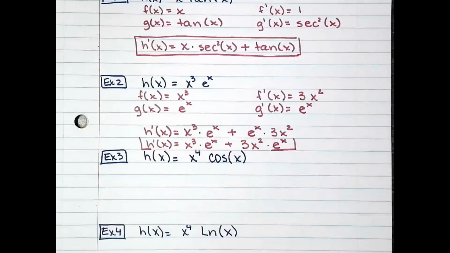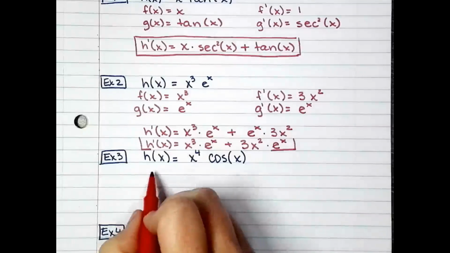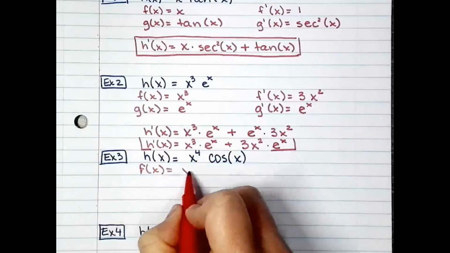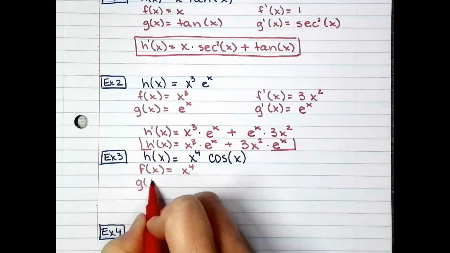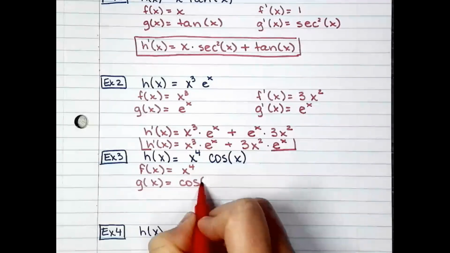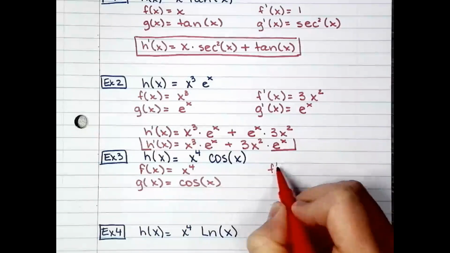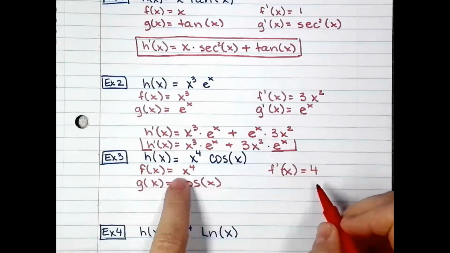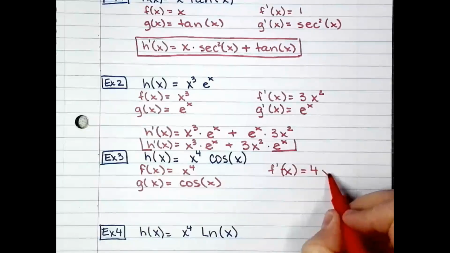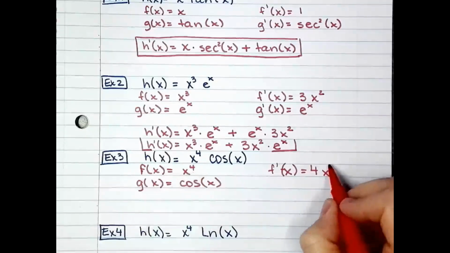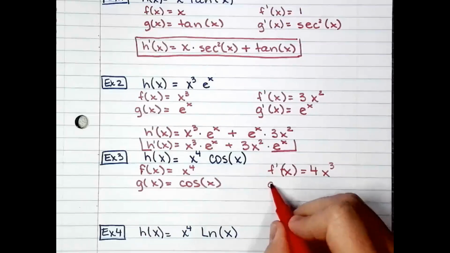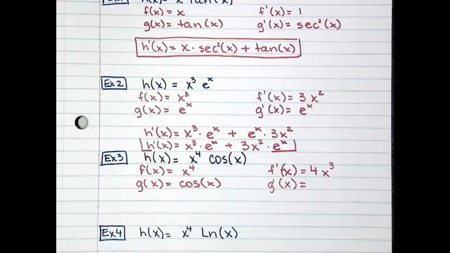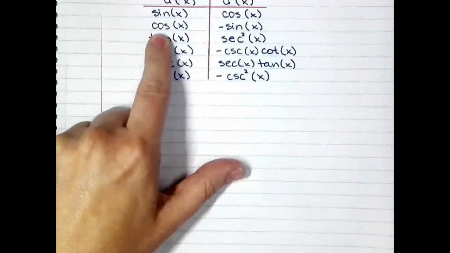Another one. F of x is x to the 4th. G of x, cosine of x. F prime. So it's 4. So the exponent goes to the front. That makes that 4. And then you subtract 1 from the exponent. That makes 3. The derivative of cosine is negative sine. Right there.